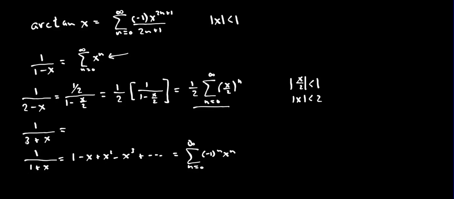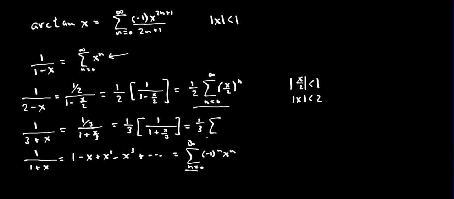So let's do this. I still need a 1 here. So I'm going to multiply the top and the bottom by 1/3, and I get 1 plus x over 3. So it looks like this is going to be 1/3 times 1 over 1 plus x over 3. And now just plug into our power series. So here's what we've got. We've got 1/3, the sum as n goes from 0 to infinity of -1 to the n, x over 3 to the n. And that is provided that x over 3 in absolute value is less than 1, or the absolute value of x is less than 3.